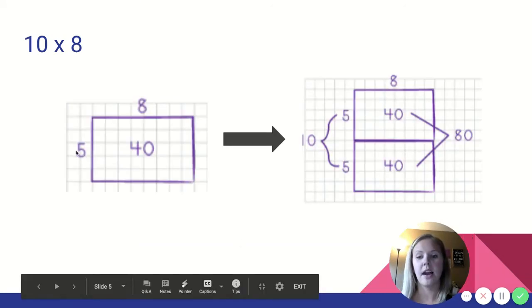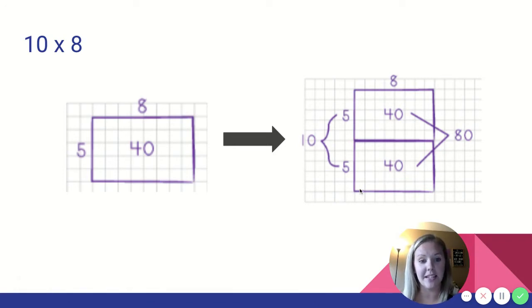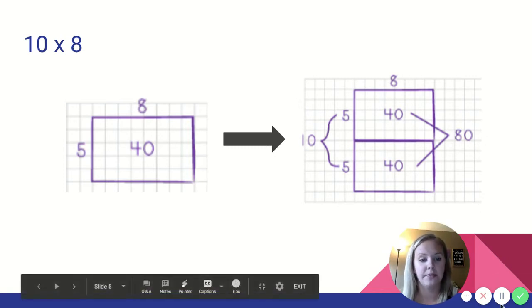Here you can see how the 5 by 8 area model has been doubled to create a 10 by 8 area model. The 8 side of the area model did not change because the 8 didn't change in the problem. But 5 plus 5 is 10, so when you double this, you now have a 10 by 8. And we know the answer to each of these, the 5 by 8 area model is 40. So when we combine those two answers to get an answer to 10 times 8, it equals 80.